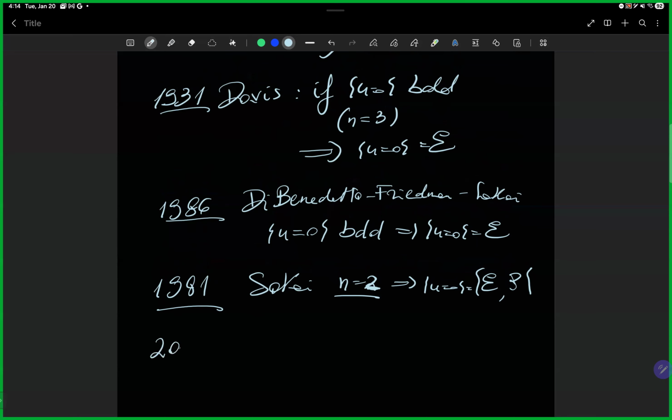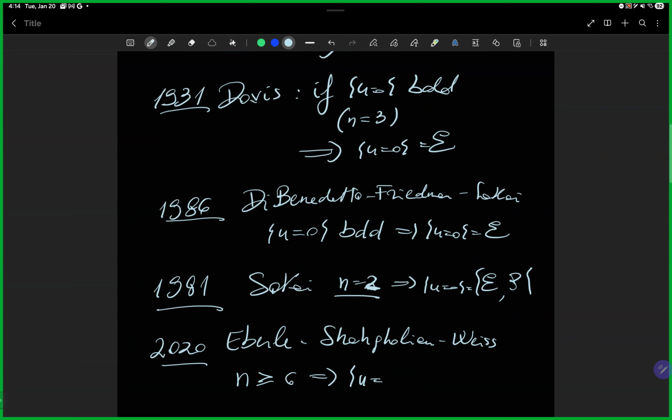But then in 2020, Eberl, Shahgholian, Weiss, they proved that if n is greater or equal than 6, then {u = 0} must be an ellipsoid or a paraboloid. Okay, artificially you can add fake variables, but essentially, that is everything.